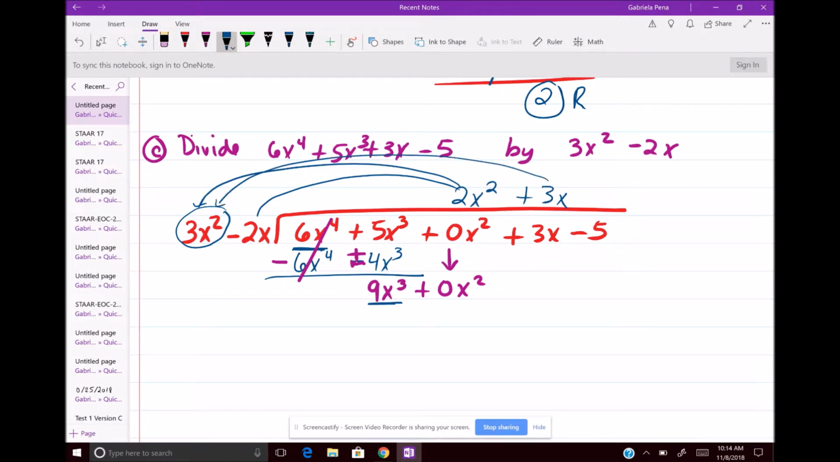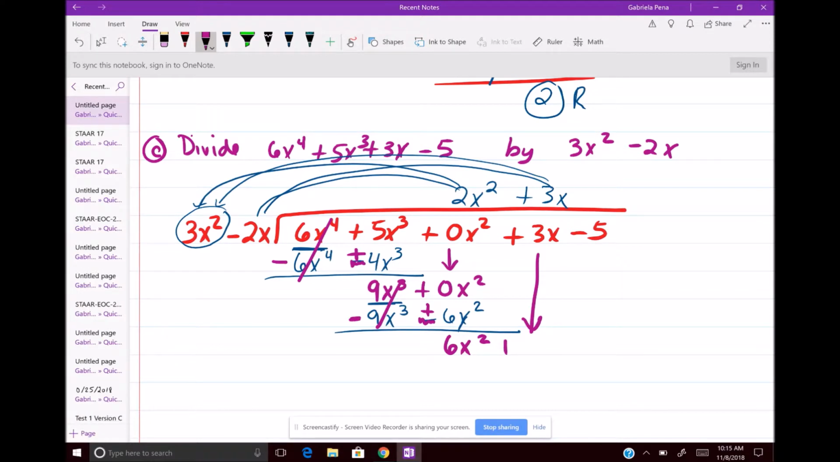3x times 3x squared is 9x cubed. 3x times a negative 2x is a x squared. So now this becomes a negative and this one becomes a positive. Crosses, 6x squared. We bring down the 3x.